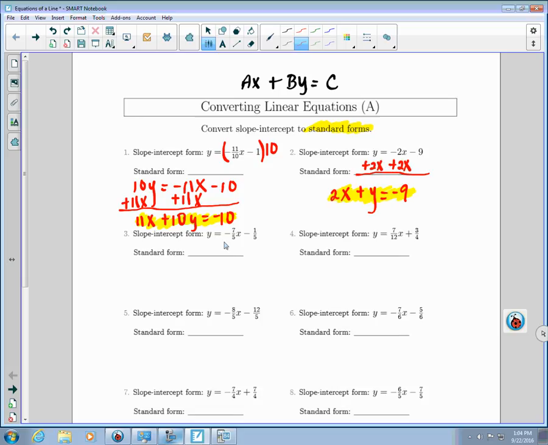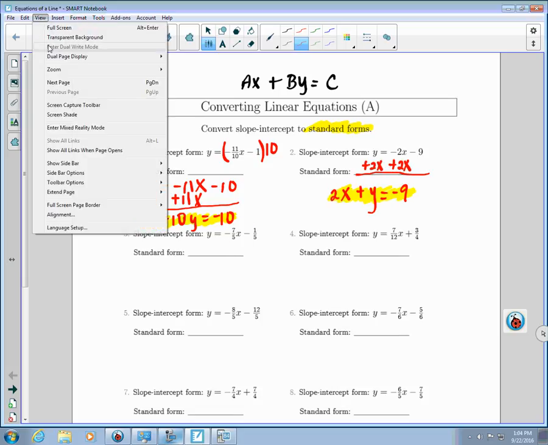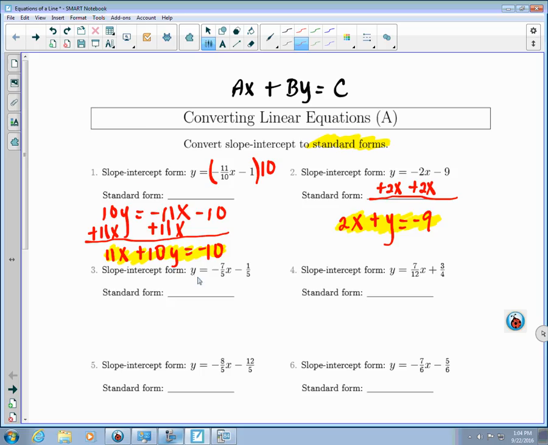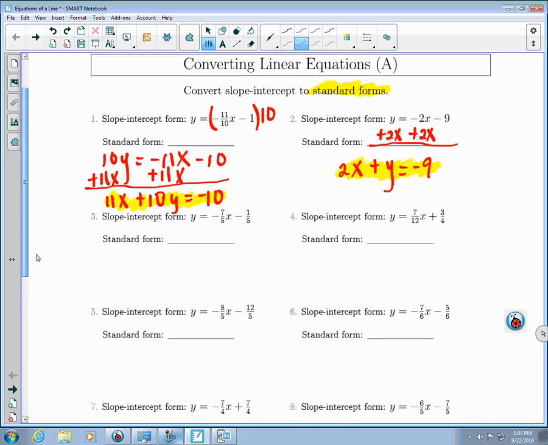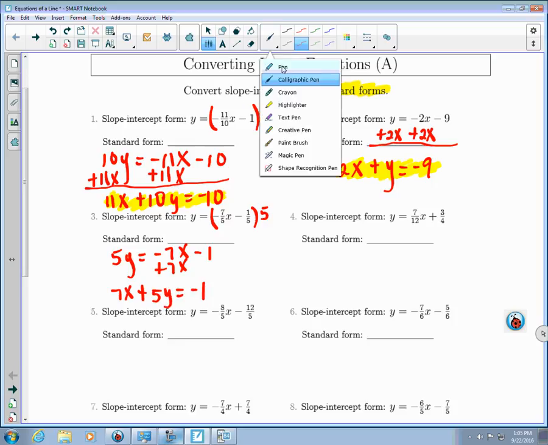All right, over here. What do I have to do? Multiply by 5. Very good. I got to multiply by 5, and I'm going to do it on both sides. So 5 times y equals 5y. What is negative 7/5 times 5? Negative 7x. You always eliminate that denominator. That's the purpose of multiplying by it. Minus 1, right? And then to get rid of that minus 7x, I'm going to add 7x. Very good. So it would be 7x plus 5y equals negative 1. Very good.